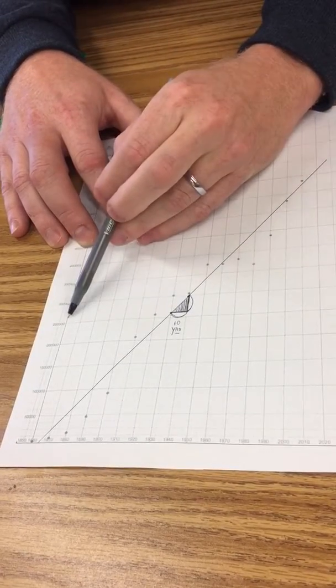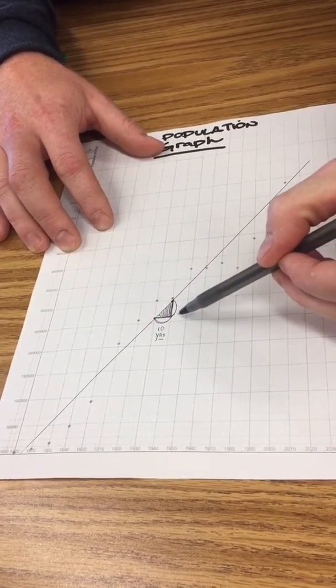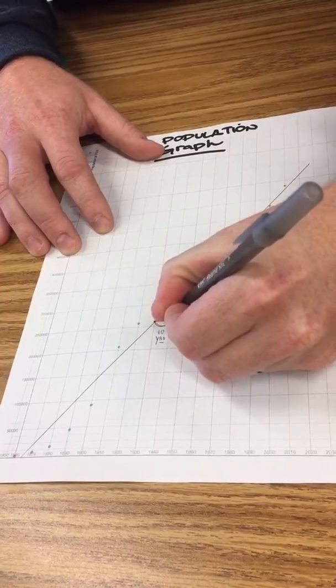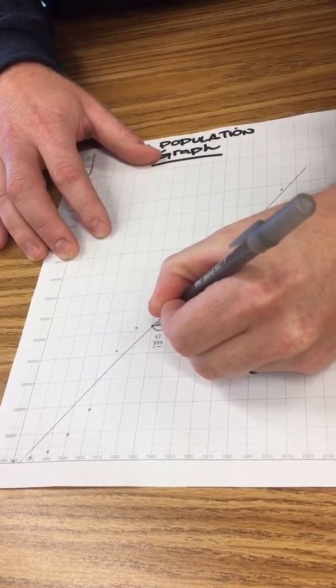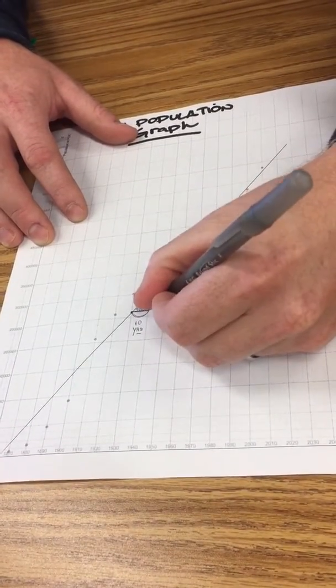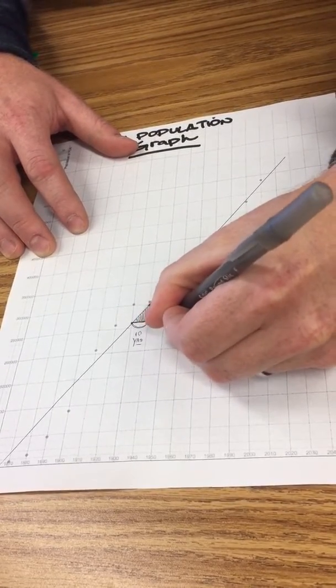So I look at my scale and I know that each one of these little lines, which are super hard to see here, is 10,000 people. So we have one group of 10,000, two groups of 10,000, and then three groups of 10,000. So in 10 years, our population grew by 30,000 people.